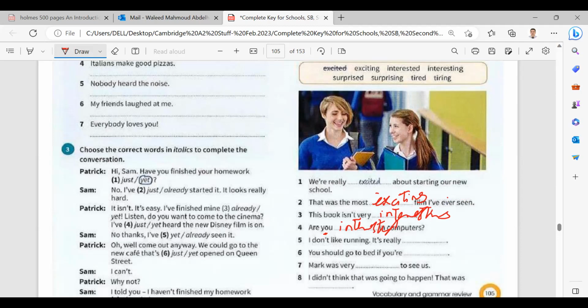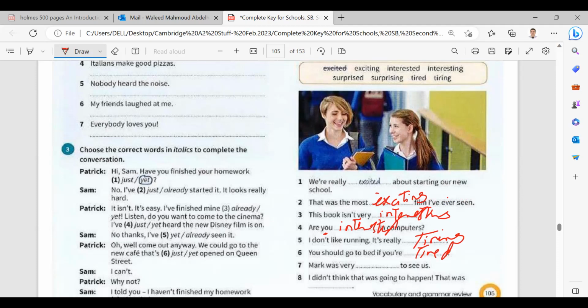I don't like running. It's really tiring. Yes, tiring. يعني makes me tired. طيب, yes. You should go to bed if you are tired. Yes, if you are tired, you should go to bed.